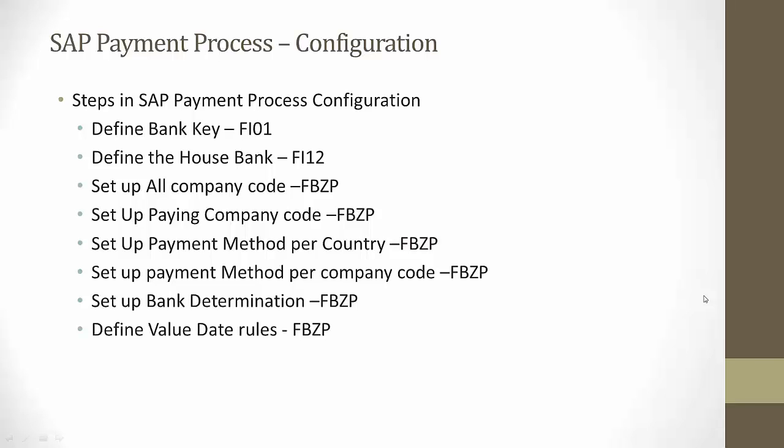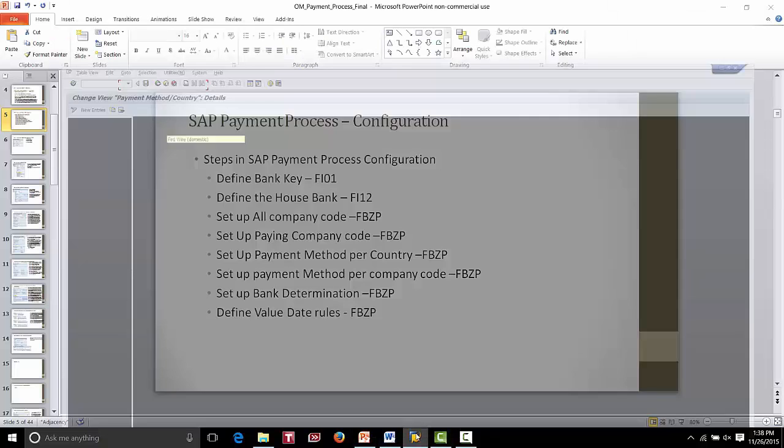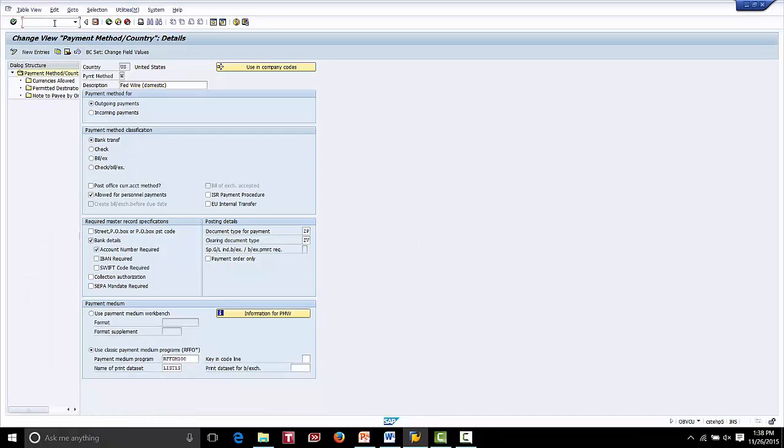Hi. In this lecture, we will configure the payment method per country. Let's start with configuring. Log into SAP. Go to transaction code FBZP.